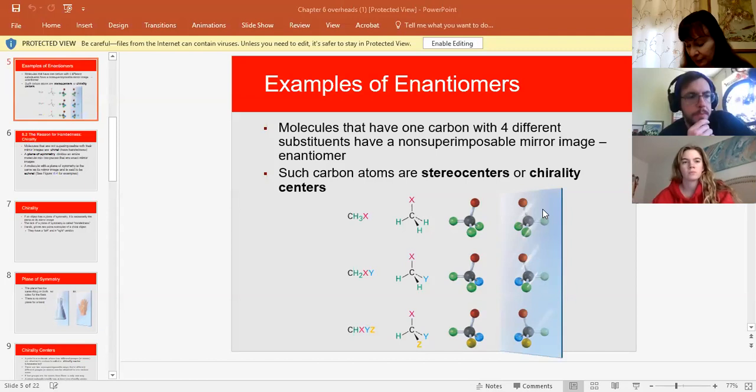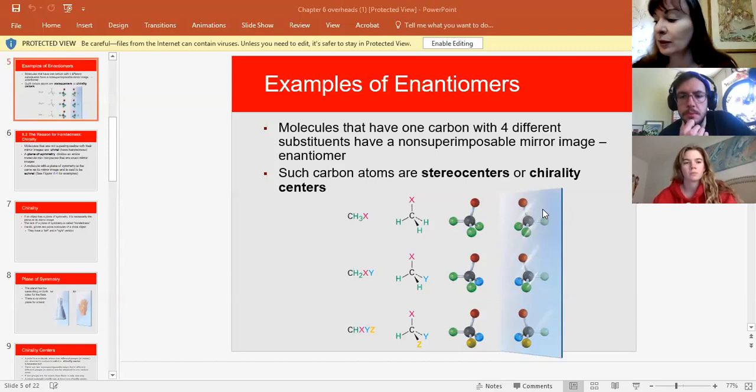Okay. I will put some of those on the screen and we can work on some examples. But that's a very good question. When do we stop when looking for chiral centers? We don't stop until we find a point of difference. That's the most important thing that we can do here.